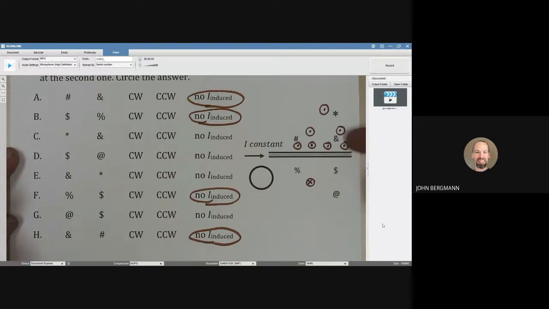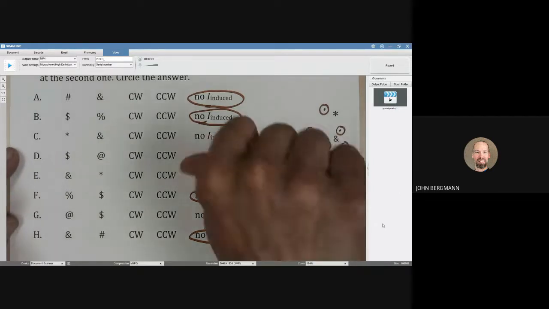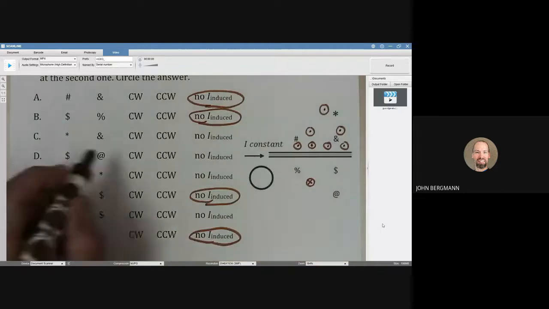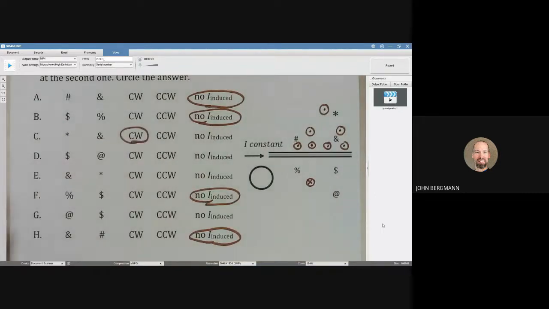And what does Lenz's law say? If the flux out of the page is increasing, I don't like a change in flux. So I'm going to use my thumb, and I'm going to fight that out of the page change. Clockwise. I'm thinking clockwise right there.